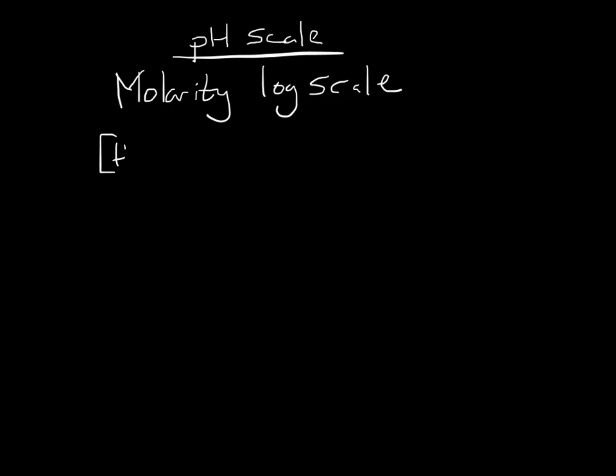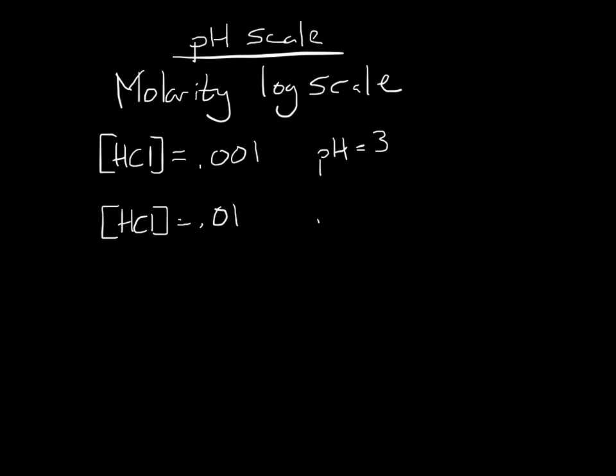If we have a jug of hydrochloric acid in our back room, that's 0.001, and another one, same substance, hydrochloric acid, but this one is 0.01. So the pH of this top one is going to be 3, and the pH of this one right here is going to be 2. So what I want you to get from this is the difference between pH of 3 and pH of 2. And remember, as they go down the pH scale, they become more acidic. So pH of 2 is more acidic than pH of 3.